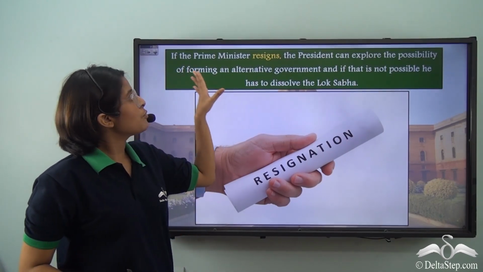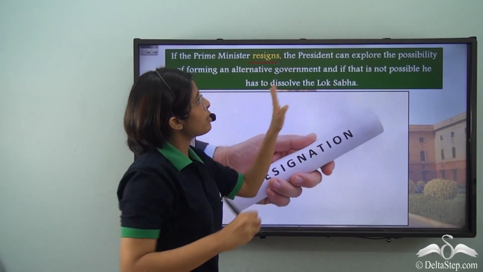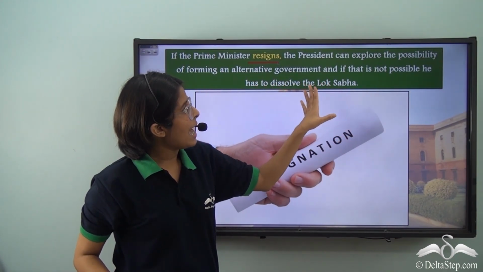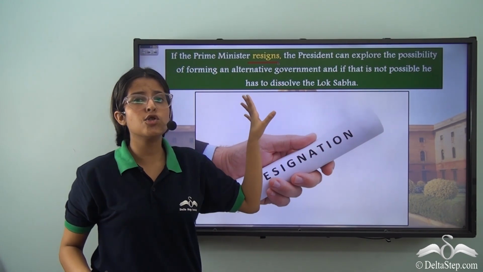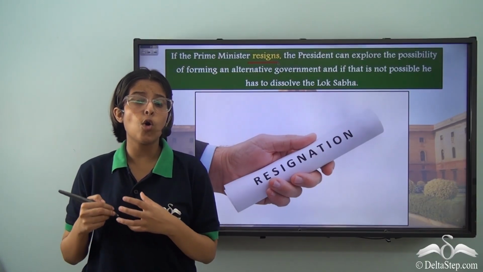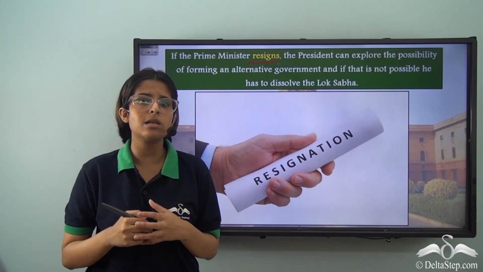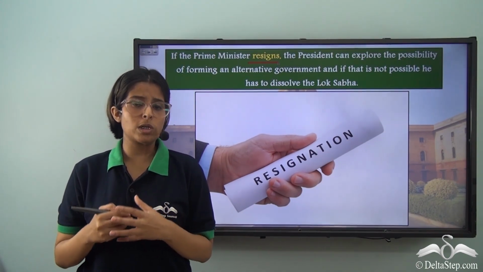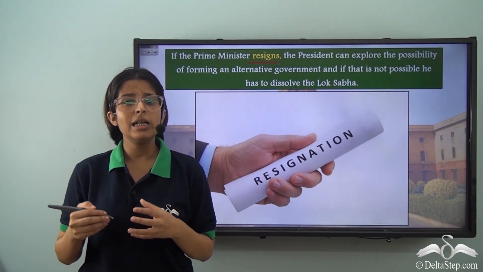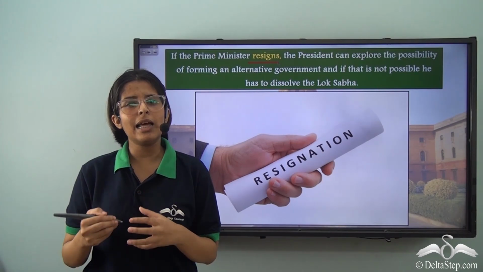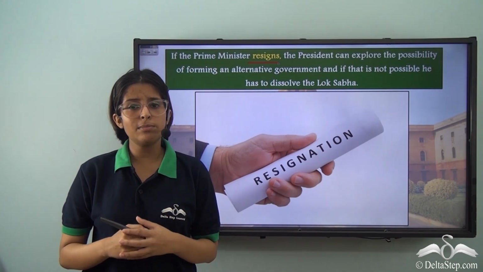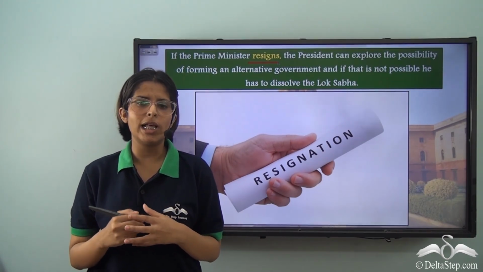Again, if the Prime Minister resigns, the President can explore the possibility of forming an alternative government, and if that is not possible, he has to dissolve the Lok Sabha. So if the Prime Minister resigns, the President has to look at all of the people who are trying to succeed the Prime Minister. If any of those people he feels has the possibility of forming a stable government that is holding together the party, then he can appoint that person as the Prime Minister. But again, if that is not possible, the Lok Sabha will have to be dissolved and new elections will have to be held.